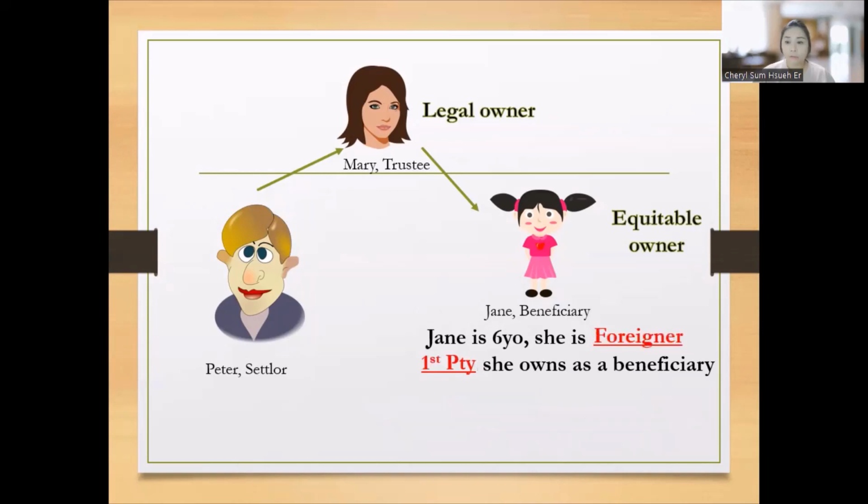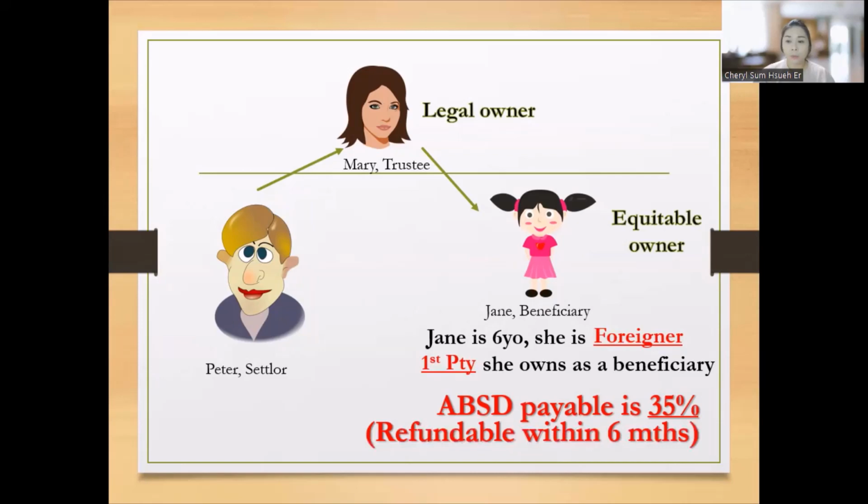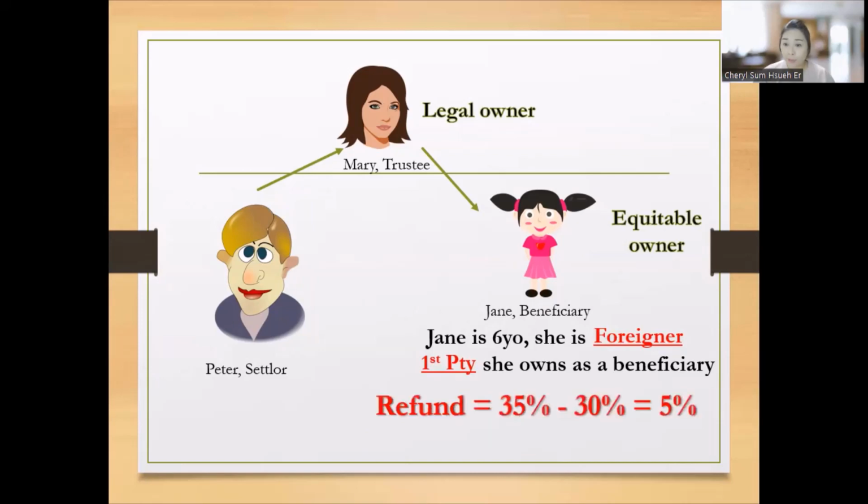And if this is a foreigner, first property she owns as a beneficiary, your ABSD payable is still a flat rate of 35%. But the refund that is claimable is merely 5%, isn't it? That's the main difference here. So between before 9th May and after 9th May, this is mainly the difference.